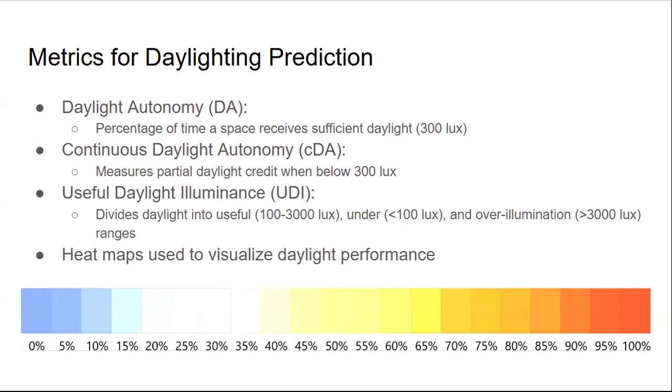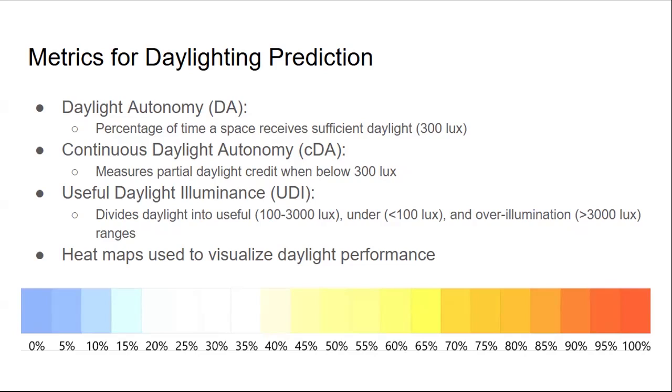Daylight autonomy, or DA, is a metric that measures the percentage of time a space receives enough daylight to meet a defined illuminance threshold. In most cases, the threshold is set to 300 lux, which is generally considered sufficient for most tasks. So DA tells us how often a space receives daylight levels above this threshold throughout the year. So for example, we have a cell in the room. Remember we said that we divide the room into a grid. So in each cell, we basically put a device there to receive and calculate the daylight that has been received in that specific cell at that specific point.